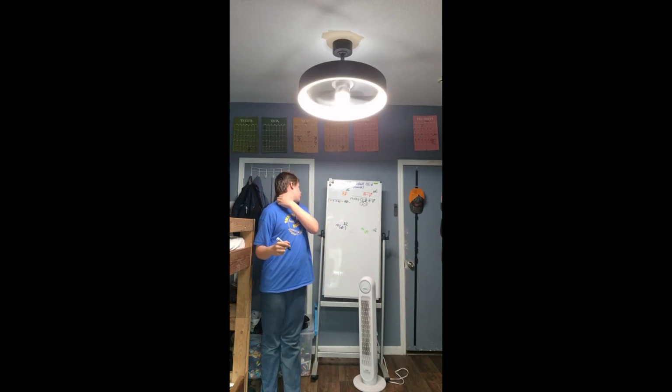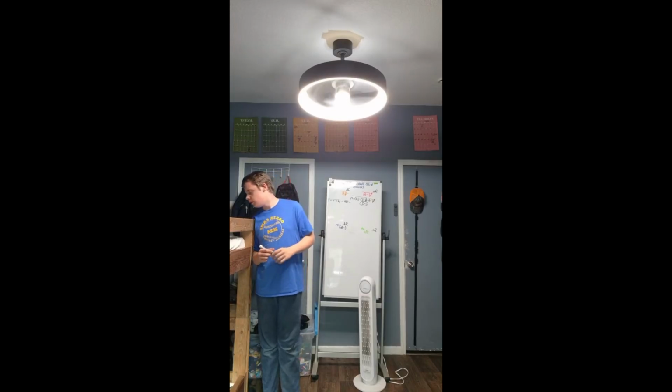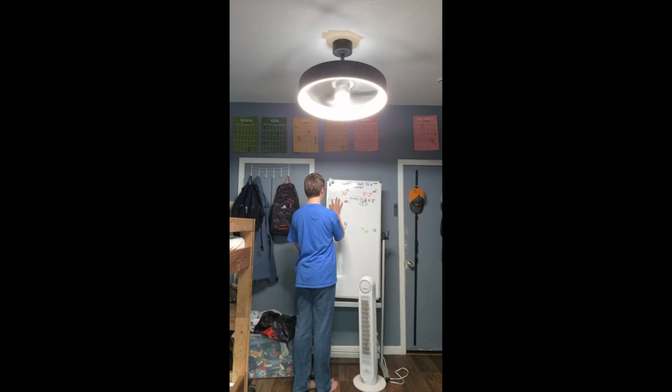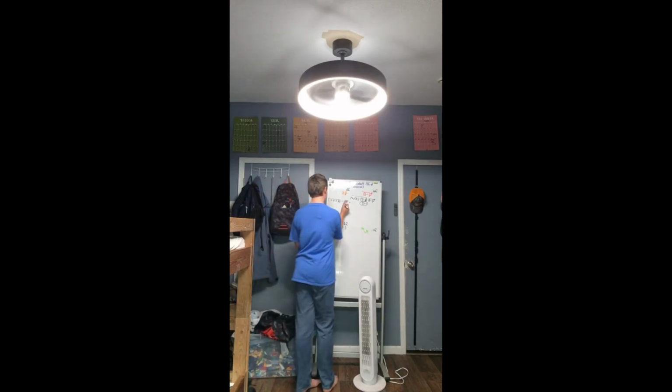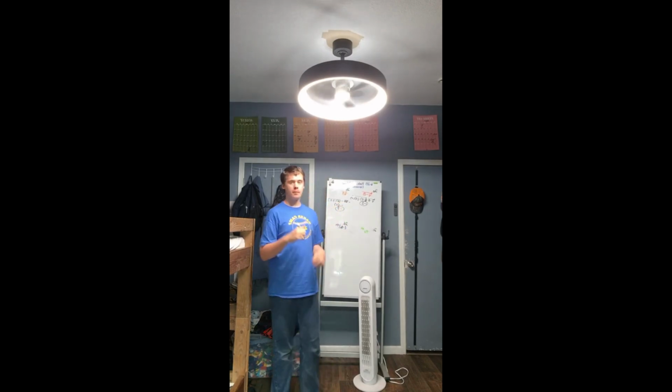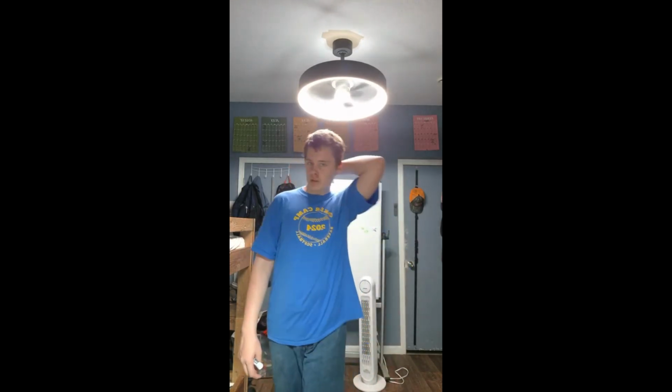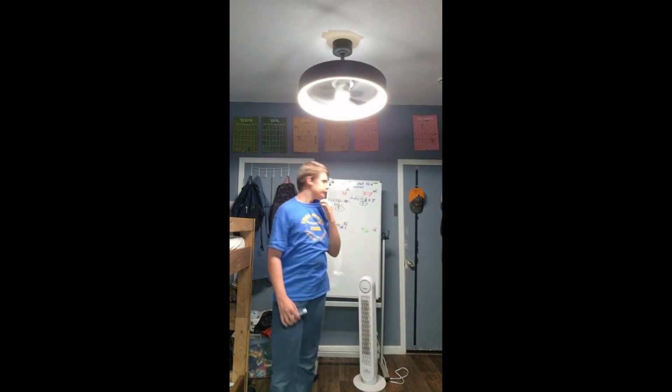Make sure it's perfect. So it's 2 by 2 by 2, which is equal to negative 2. Well, what about C and D? Well, C and D.